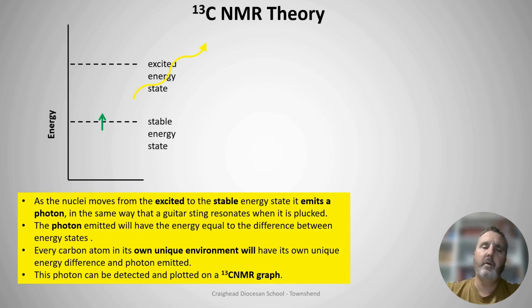Now, it so happens that the height of this excited energy state is actually influenced by what other atoms are attached to the carbon atom. So if we have atoms like oxygens or maybe chlorines attached to a carbon atom, it will increase the size of this energy state. So we will get a different amount of energy coming off. Let's have a look at the carbon-13 NMR graph on the next slide.